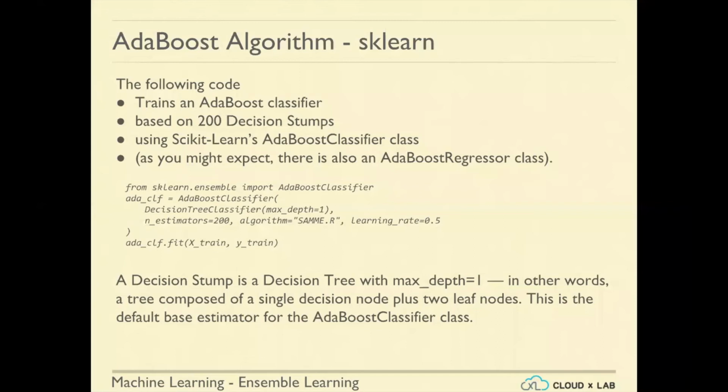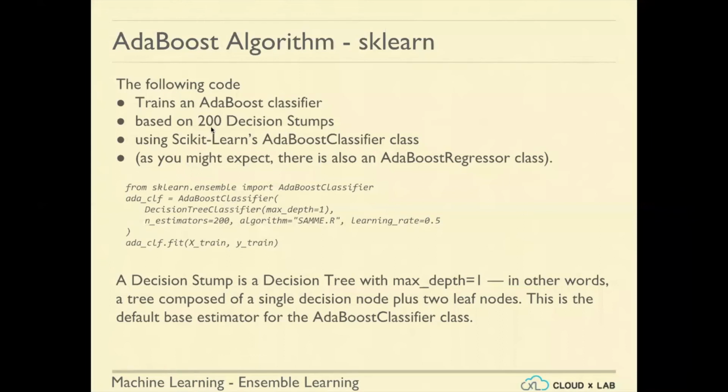Okay, so the following code trains an AdaBoost classifier based on 200 decision stumps. Also, please note that AdaBoost is specifically great in case of weak learners. If you figure out that the algorithm you're using for a particular problem is really a weak learner, then you can use an AdaBoost kind of algorithm to improve its performance. So AdaBoost is great for really weak learners.